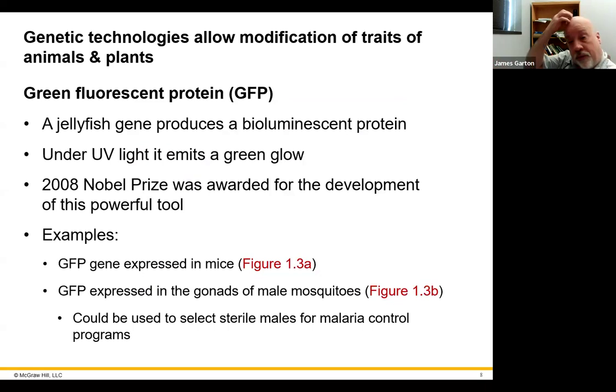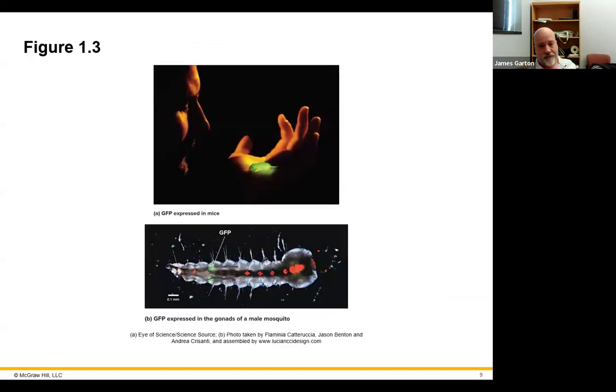Other examples: there is a protein that is found in jellyfish. Certain jellyfish have a gene that makes green fluorescent protein, which makes bioluminescence, which means under certain conditions, you can see that jellyfish glow green. And you can take this gene and put it in any other organism you want to. For example, you can put it into a mouse and make the mouse glow.